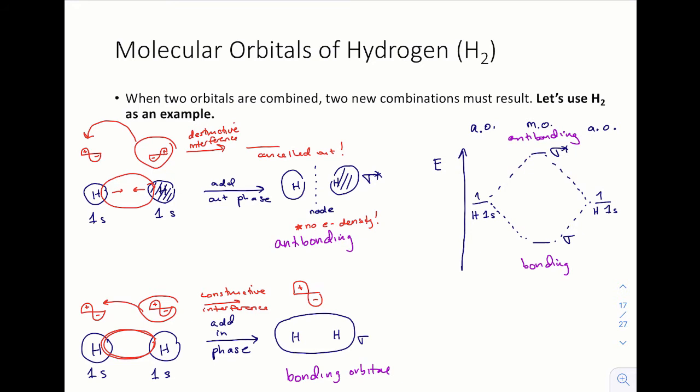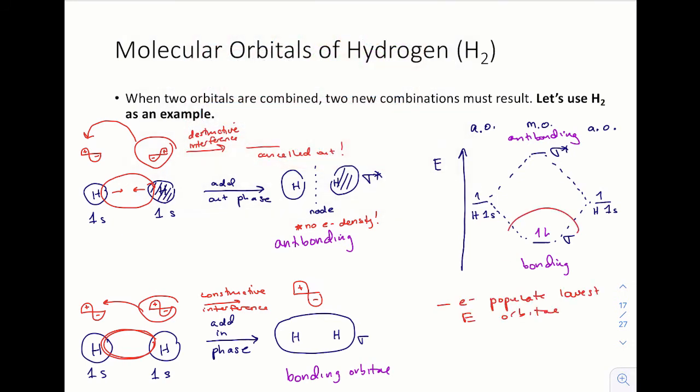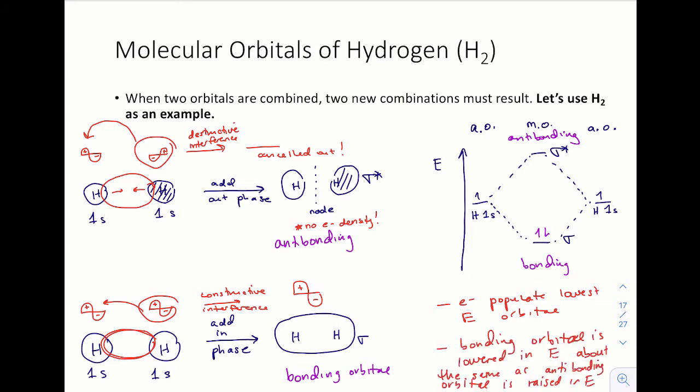Where do the electrons go? Well, the two electrons go in the lowest energy orbital, which is the bonding orbital. Overall, the electrons are lower energy than they were in the atoms, and that is why the bond is formed. Electrons become lower energy, and they serve as the glue to hold those two atoms together in the hydrogen molecule.